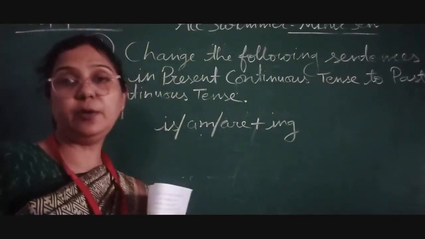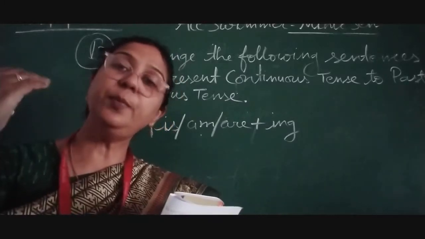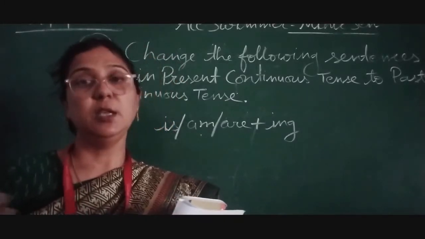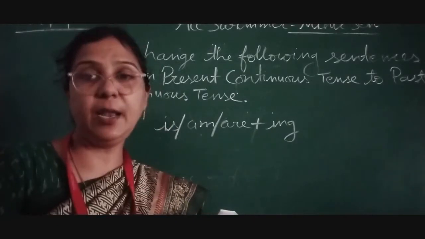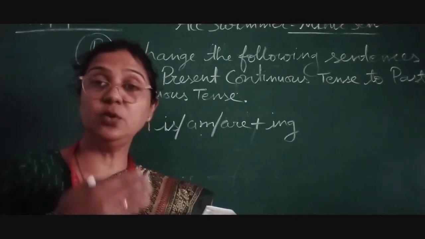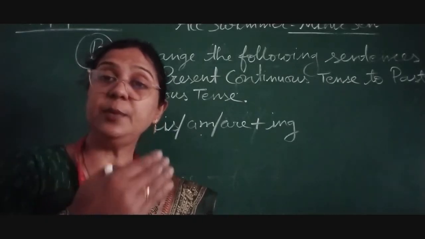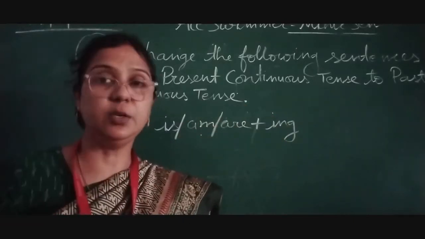So what we will do children, past tense, as you all know, that was past. It means jo bhi gaya. That is called past. Present continuous, it means ja raha hai, kha raha hai, ga rahe hain. These are all present continuous tense. It means jo cheez abhi chal rahi hai, which is continuous moving on. That is called present continuous tense.